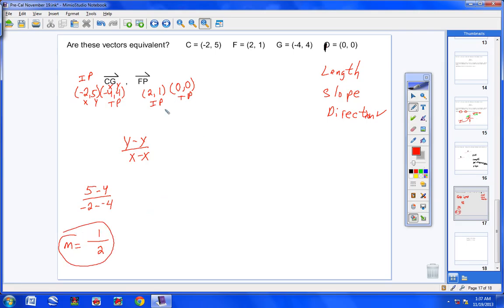Now let's find the slope of this vector. Here's my x, here's my y, here's my x, here's my y. Okay, y minus y, so 1 minus 0. x minus x, 2 minus 0. And 1 minus 0 is 1, and 2 minus 0 is 2. So far so good. So I know they're facing the same direction. These two vectors are. I saw that when I graphed them. And I know they have the same slope. I just did that. Now let's see if they have the same length.